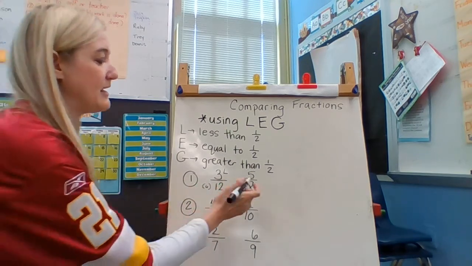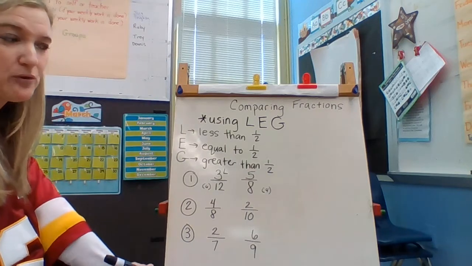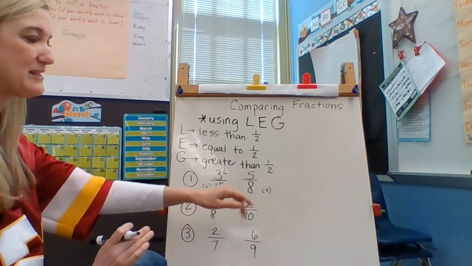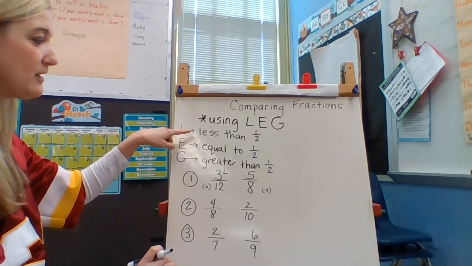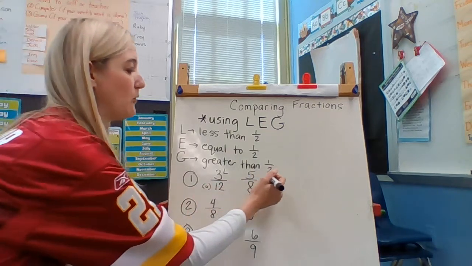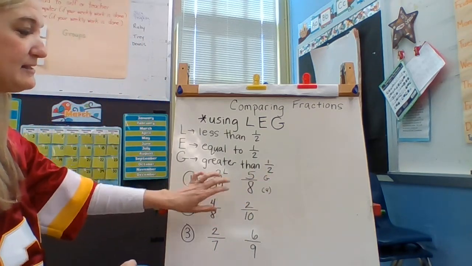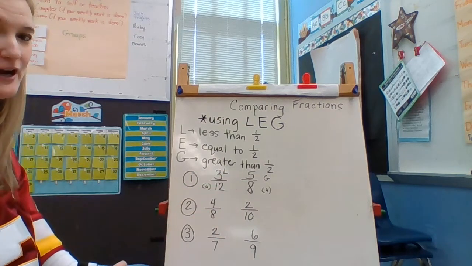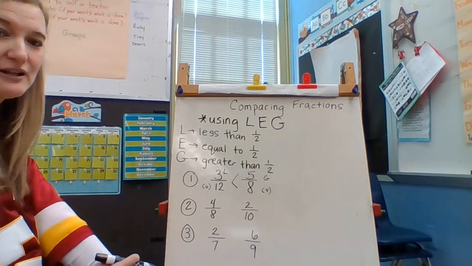All right, 5/8. Half of 8 is 4. Look at my numerator. If my numerator is 4, it'd be equal to 1/2, but my numerator is 5. I ask myself if 5 is less than 4, equal to 4, or greater than 4. And I know that 5 is greater than 4, so this fraction is greater than 1/2. If I have a less than 1/2 and a greater than 1/2 fraction, I know 5/8 is the bigger fraction.